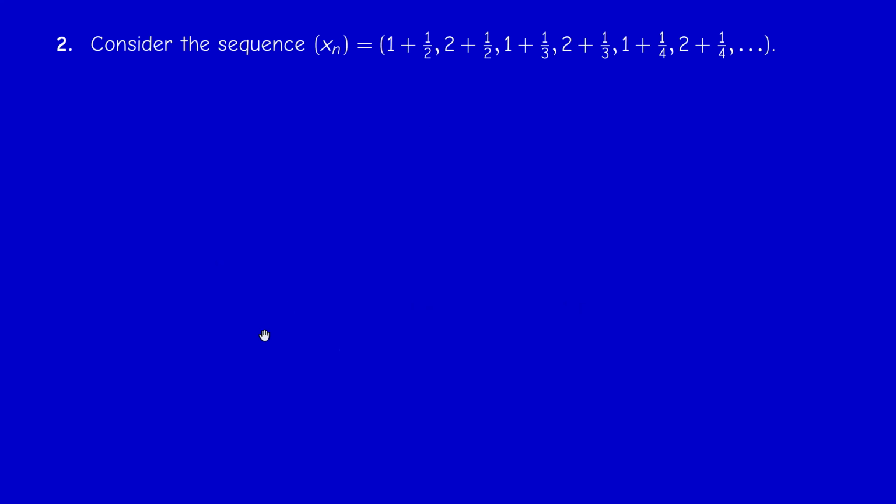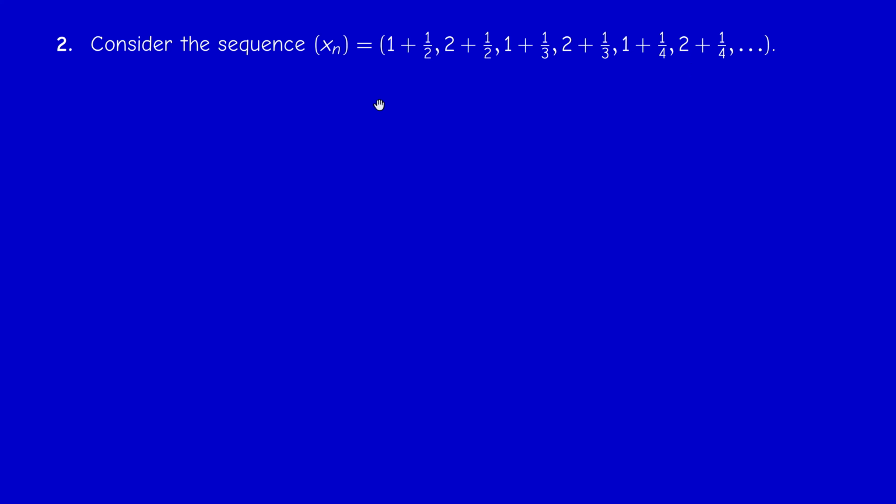Now let's see another example. Consider the sequence that starts with 1 plus 1 half, 2 plus 1 half, 1 plus 1 third, 2 plus 1 third, 1 plus 1 over 4, 2 plus 1 over 4. So you see the pattern. Of course, you can write a formula for xn if you like, but this is not important, as long as you understand the pattern. So mainly we have just two decreasing subsequences, one that converges to 1 and the other converges to 2. But let us go back to the definition and prove that the limsup is 2.